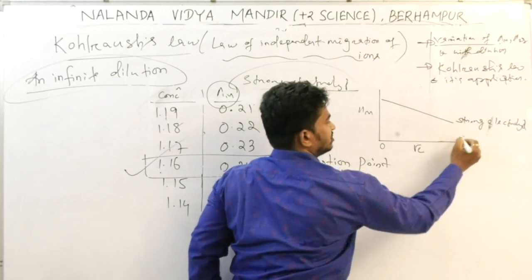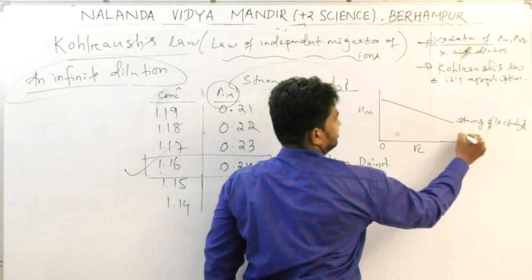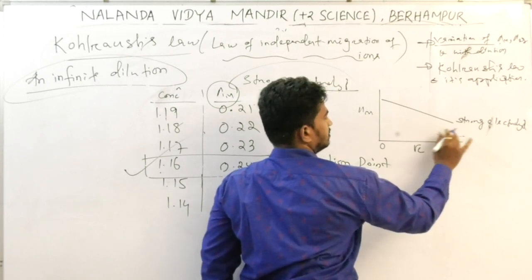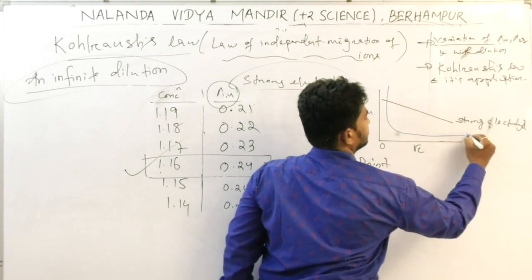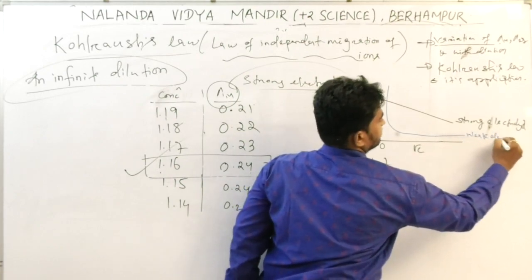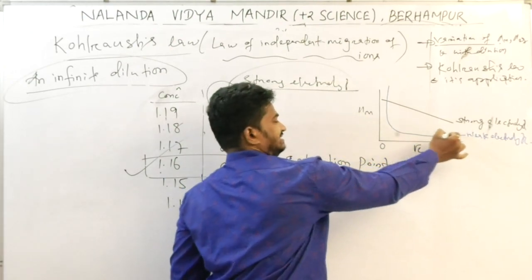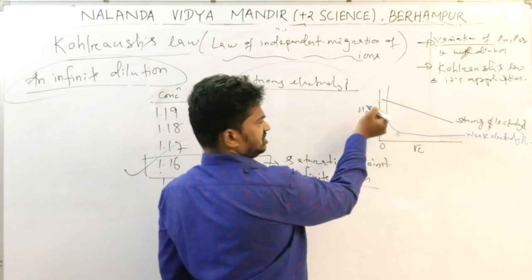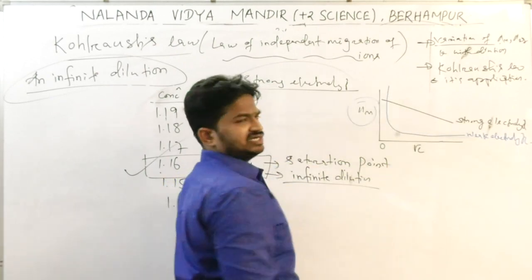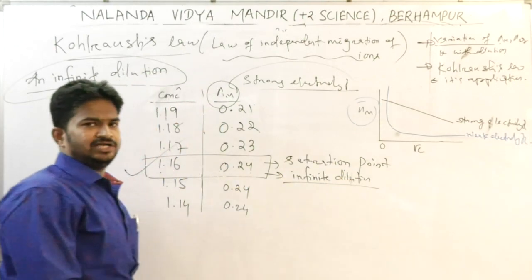But for a weak electrolyte, what will be the graph? The weak electrolyte graph will be like this. It will keep increasing steeply and increasing. It will not touch the molar conductivity bar, and it will not give a sharp value.